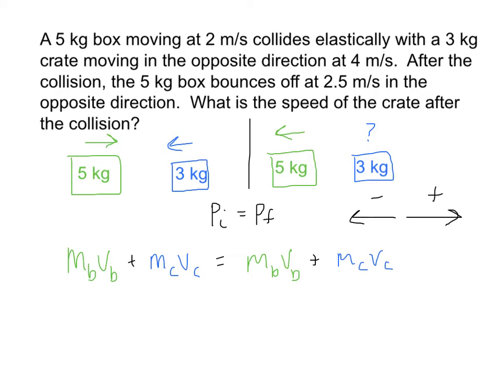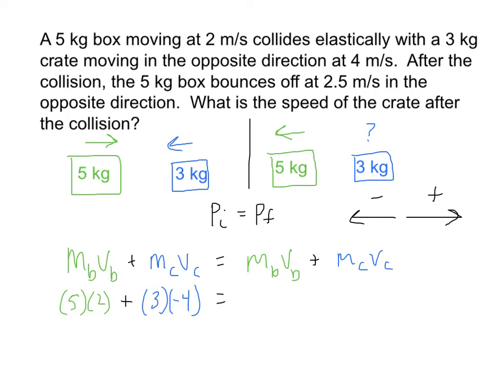Now for these momentum problems, it's important to denote direction. So I'm going to denote the positive when the box or crate is moving to the right, and the negative velocity when the box or crate is moving to the left. So initially on the left side of our equation, we have 5 kilograms times 2 meters per second for the box, plus 3 kilograms times negative 4 meters per second for the crate. And again, the negative is because that crate is moving to the left.